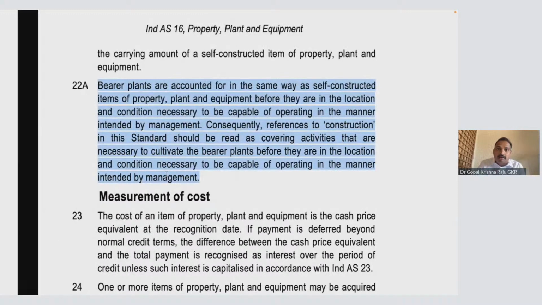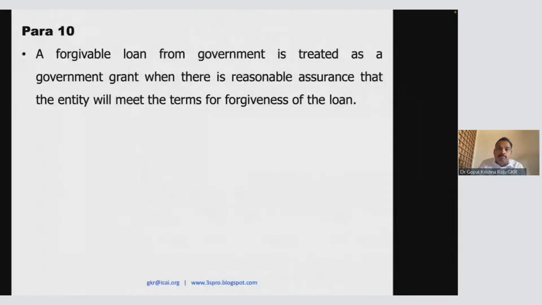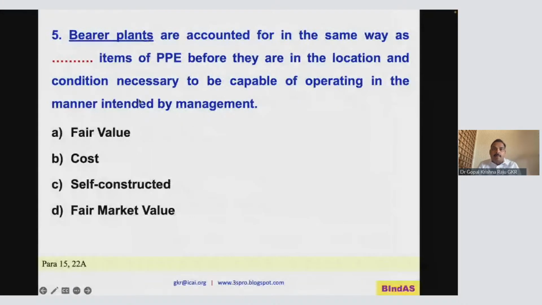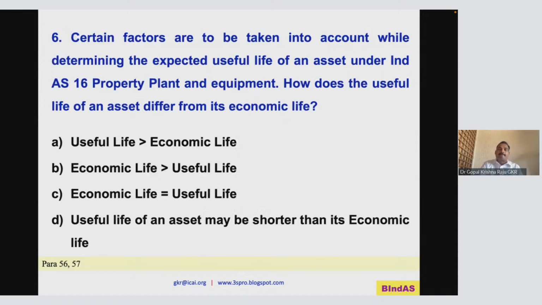Very good. So now answer this question. Bearer plants are accounted for in the same way as a self-constructed item of PP. It cannot be fair value, it cannot be cost, it cannot be other things. So self-constructed. Very, very important.